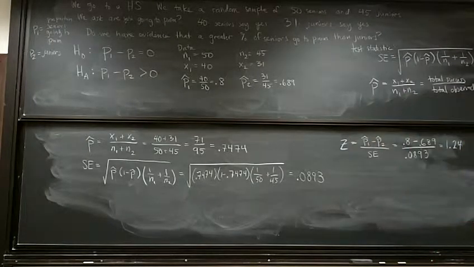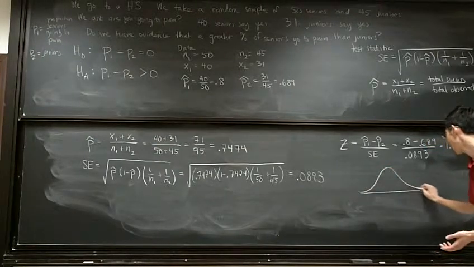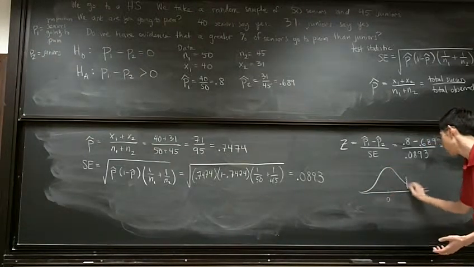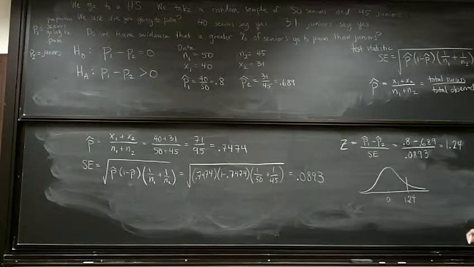Okay. So I have a z-score of 1.24. Am I done? No. What do I do now? Table. I go to my table, and I go to 1.24, and what part am I finding? The area to the left or to the right?